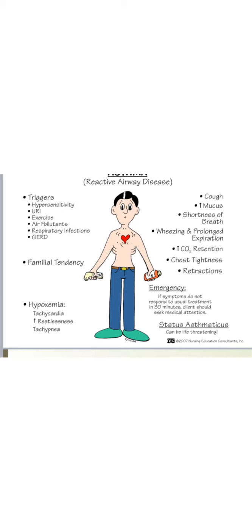This is a great mnemonic on asthma. Hopefully this is all review for you. Hypersensitivities and triggers like smoking, dust mites, certain medications, exercise, infections. There is a hereditary tendency with asthma. Chronic lung disease kids will develop asthma easily enough. Increase in mucus, shortness of breath, retaining of CO2, retractions.